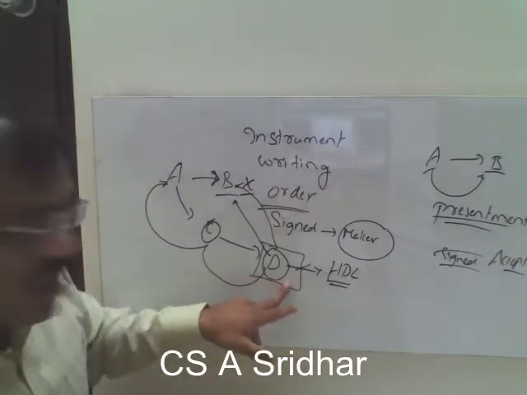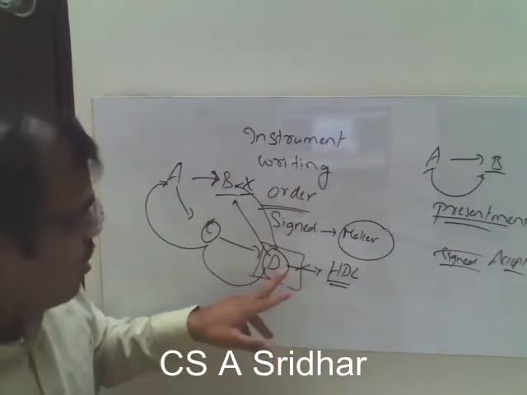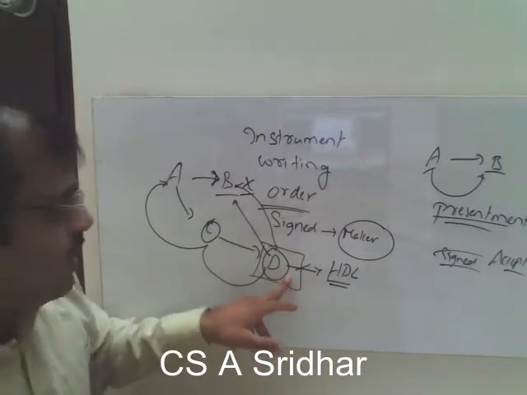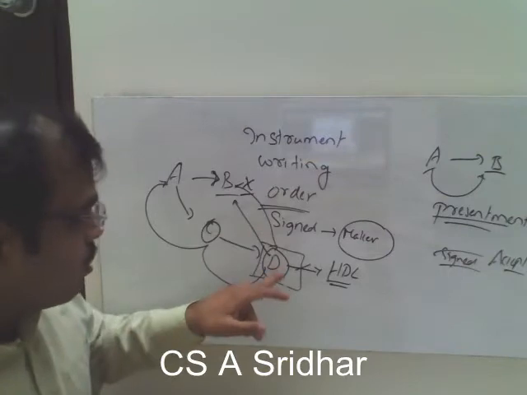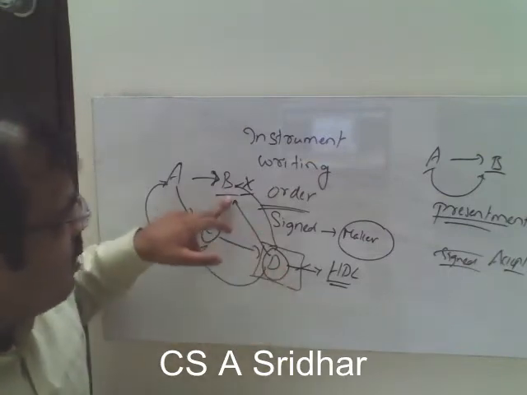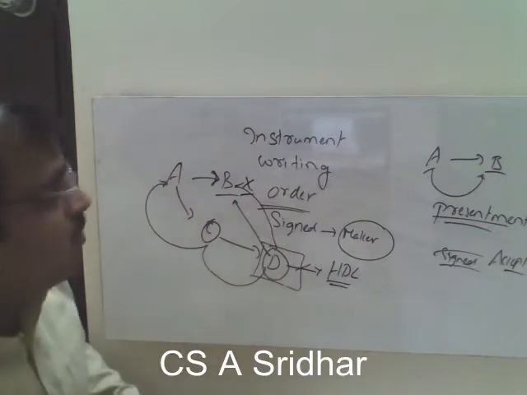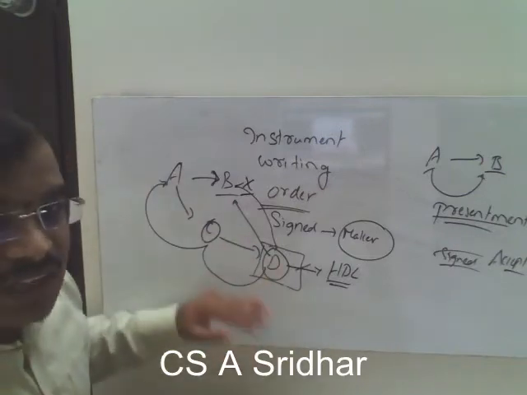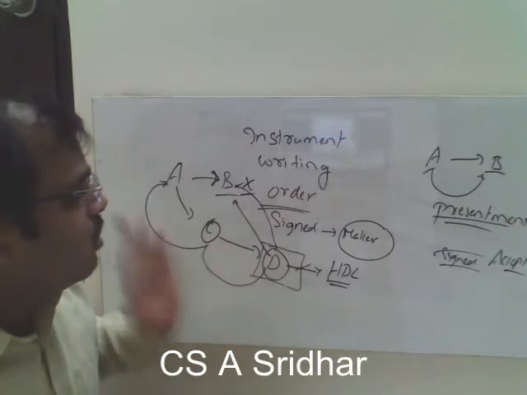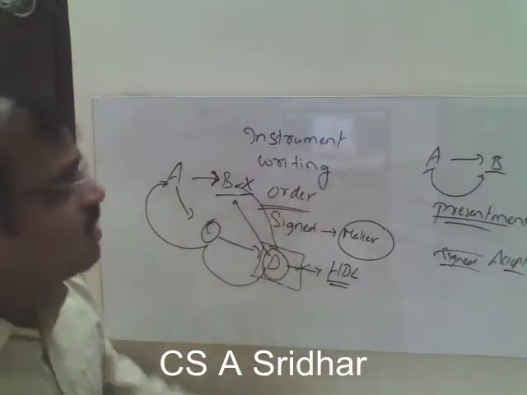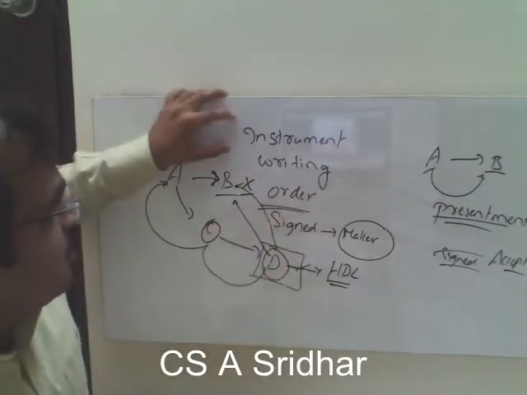So the person who is holding the instrument is deemed to be a holder in due course. So to the holder in due course, the drawee as well as all the prior parties will be liable. They are jointly and severally liable. Now let us come back to our discussion, the definition.